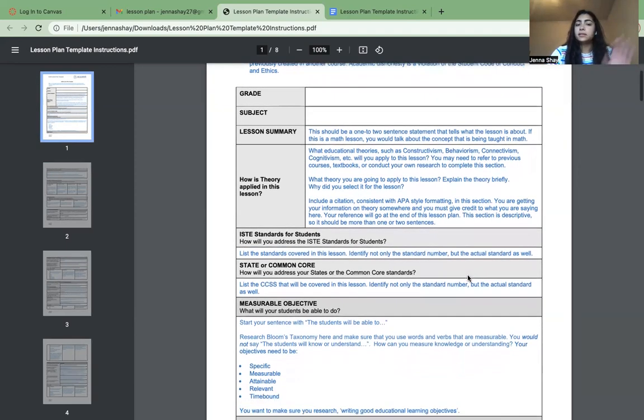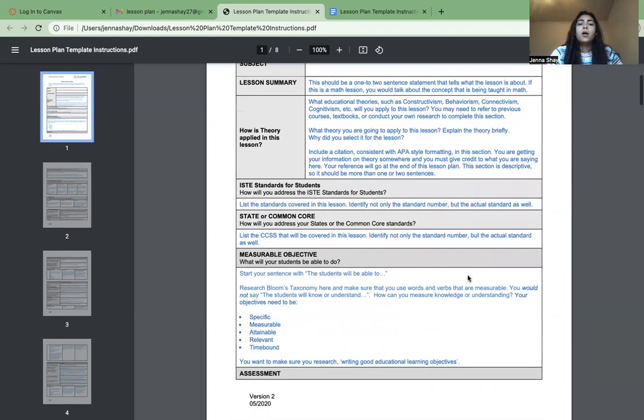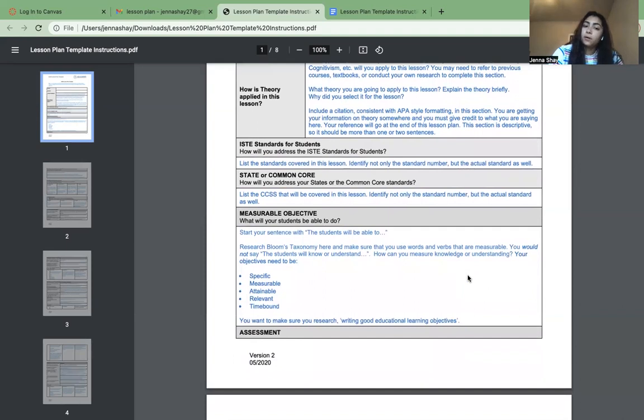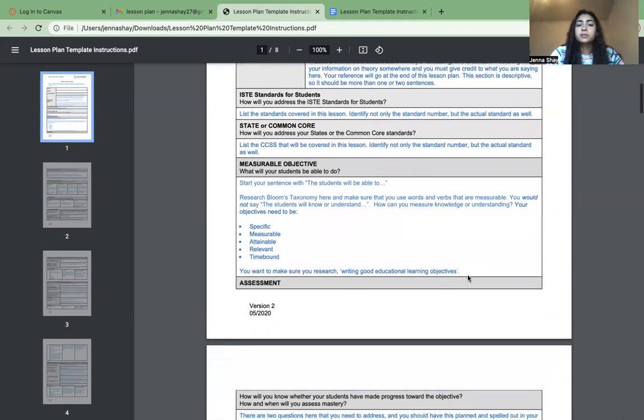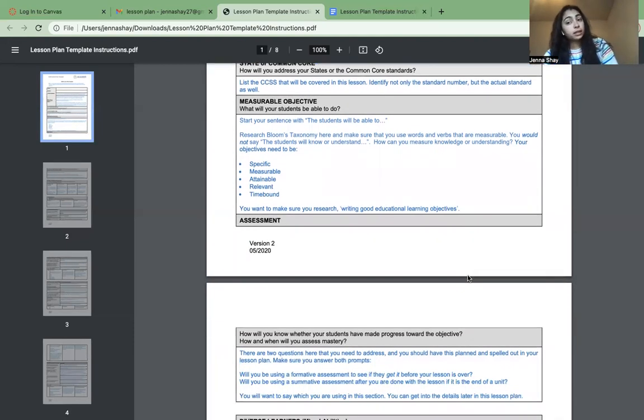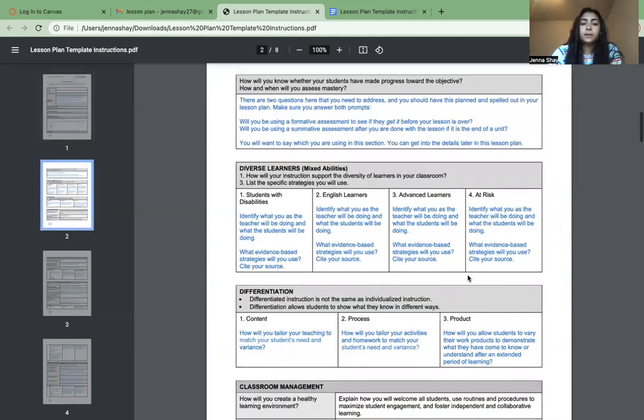So obviously it explains what the lesson summary is, what the standards for the student are, obviously the state common core, all that stuff, and making sure what your students will be able to do. So obviously, what are they going to do? Making sure how this lesson is going to be.